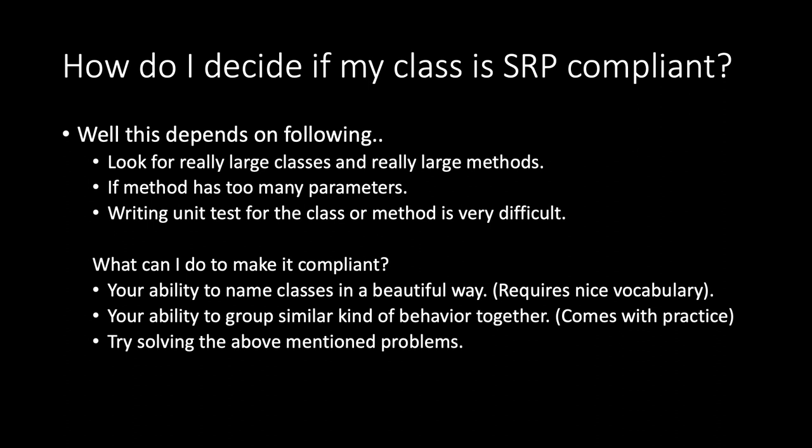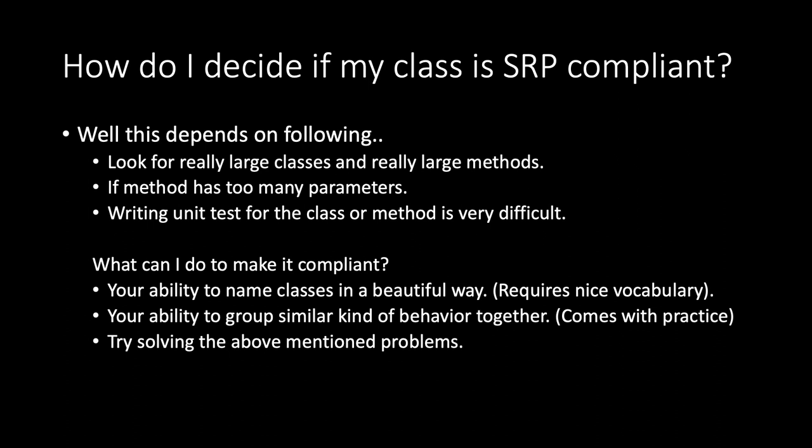And this depends on a couple of things. Let's say if you are looking at classes which are really big, like more than 1000 lines, or let's say 600 lines, or you're looking at some really large methods, like methods having more than 50 or 60 lines, then these are clear indications that these methods or classes are not following the single responsibility principle. You can also look for methods which have too many parameters. Now, how many is too many? Ideally, if you're constantly seeing methods which have more than 4 or 5 parameters, then those fall into the too many category.